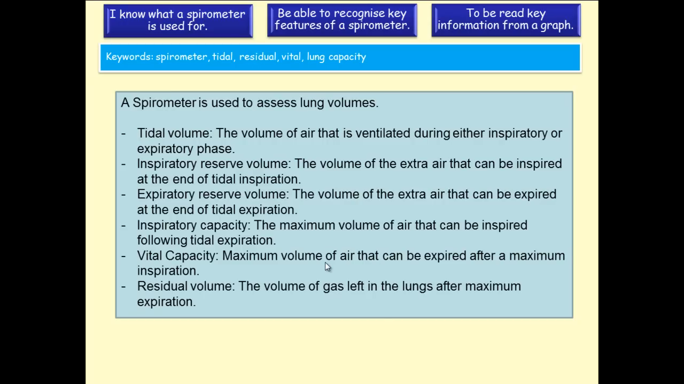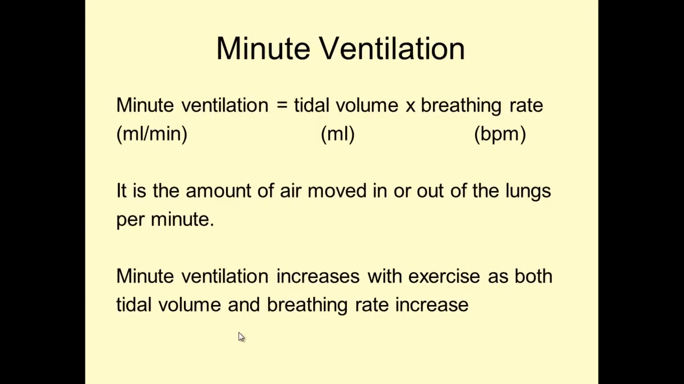What we're going to look at next is minute ventilation. Your minute ventilation is the amount of air moved in or out of the lungs per minute, so it's your tidal volume multiplied by your breathing rate. Your tidal volume is usually in millilitres, sometimes centimetres cubed, and the breathing rate is in breaths per minute. What you'd expect from someone exercising is not only a greater tidal volume, because they're breathing more deeply, but also a higher breathing rate.